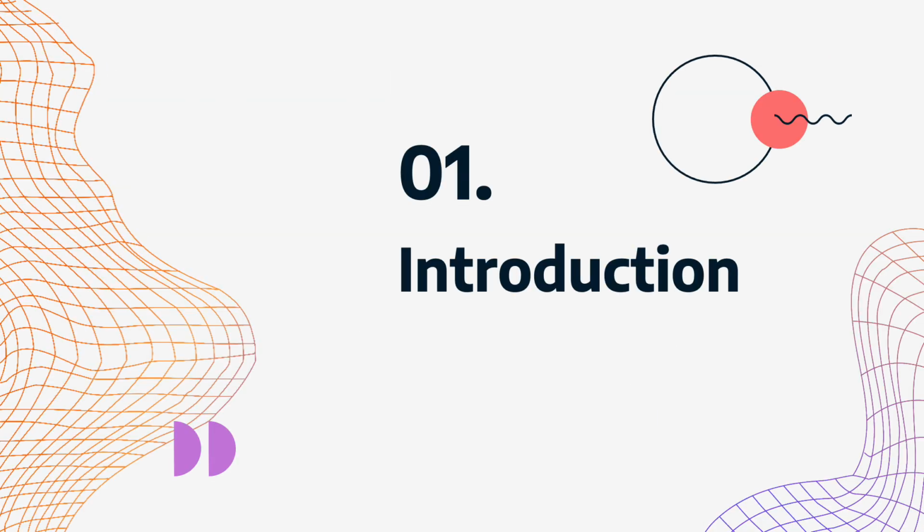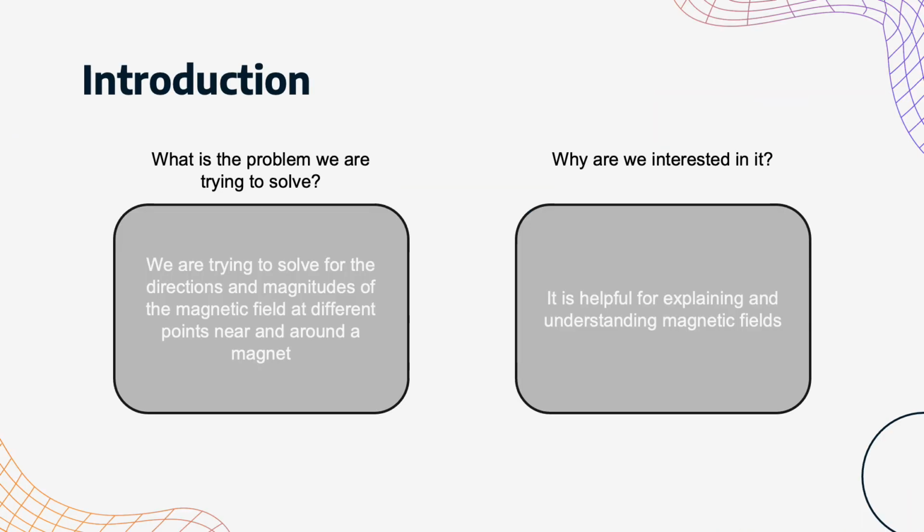So first, our introduction. What is the problem we are trying to solve? We are trying to solve for the directions and magnitude of the magnetic field at different points near and around a magnet. And why are we interested in it? It is helpful for explaining and understanding magnetic fields.